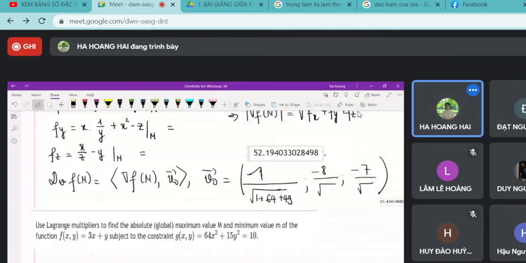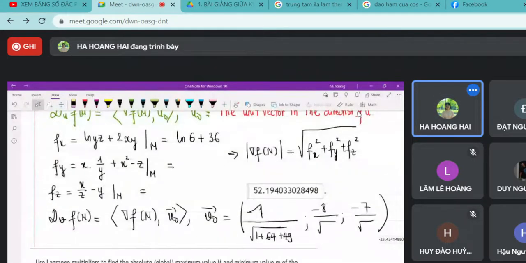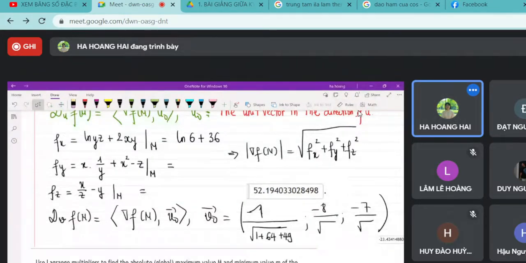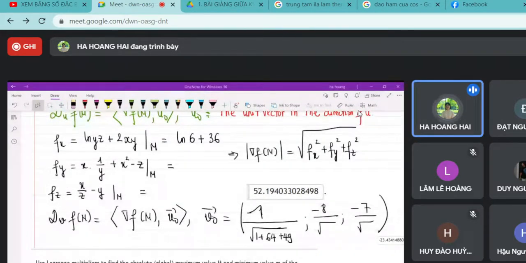Okay, so sweet. Yeah, I got like 100% true. Okay, class, so have you got the maximum and minimum values?